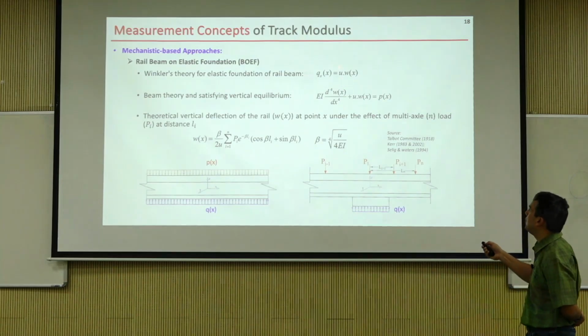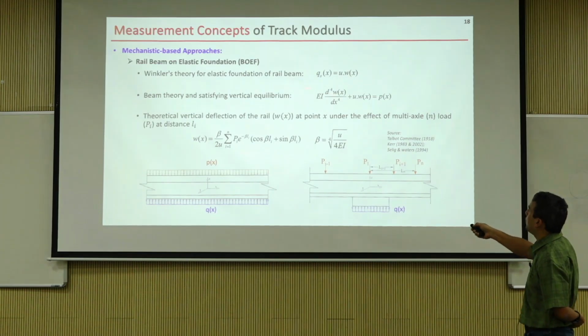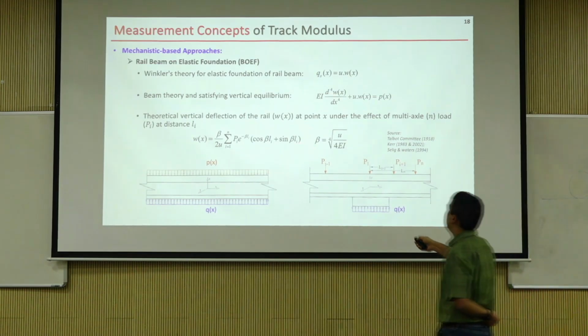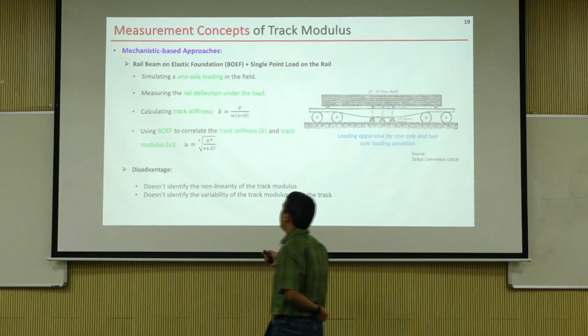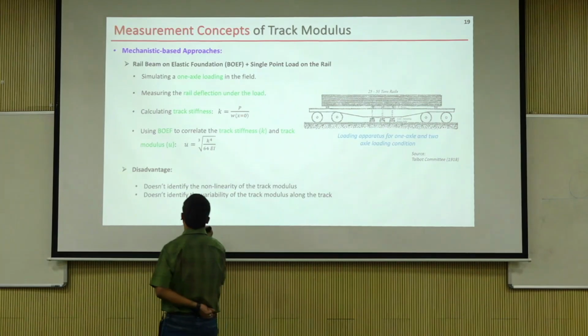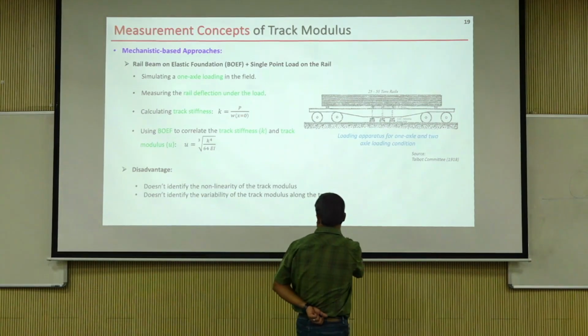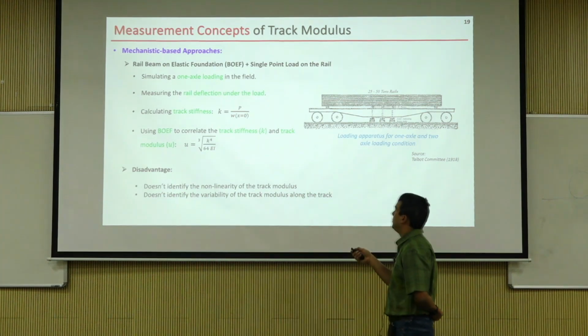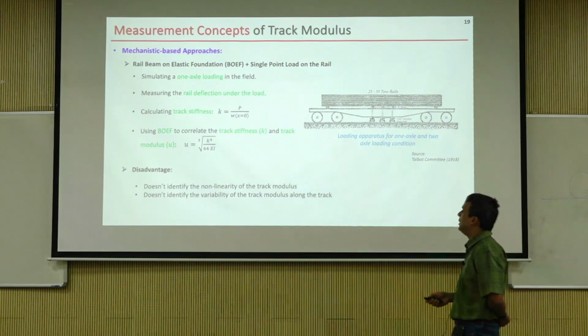q is equal to u times w, and then this is your beam equation, and then you solve it, and you can calculate u is equal to the fourth root of k divided by 4EI. And then track stiffness is P over w at x equal to 0. So that's the mechanics based approach.